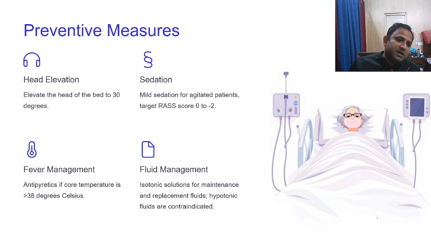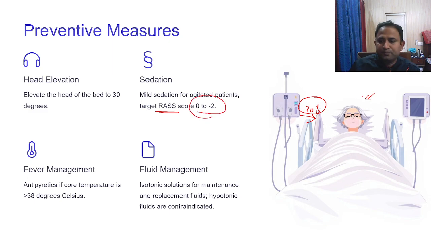So the general care is to maintain the head elevated to 30 degrees. This will bring down the ICP. Use sedation, prevent agitation. Maintain a Richmond Agitation Sedation Scale score of 0 to -2.